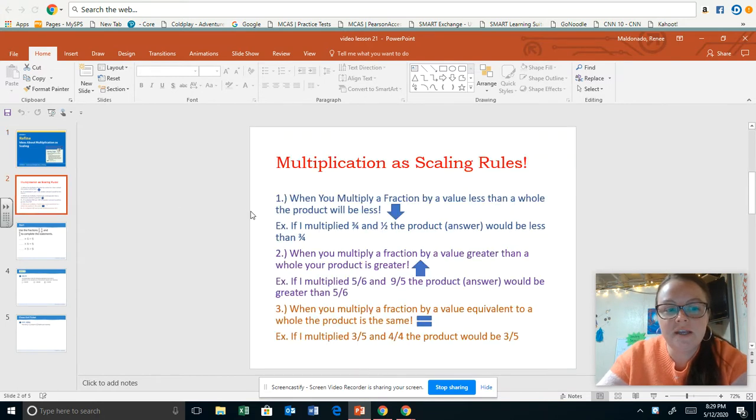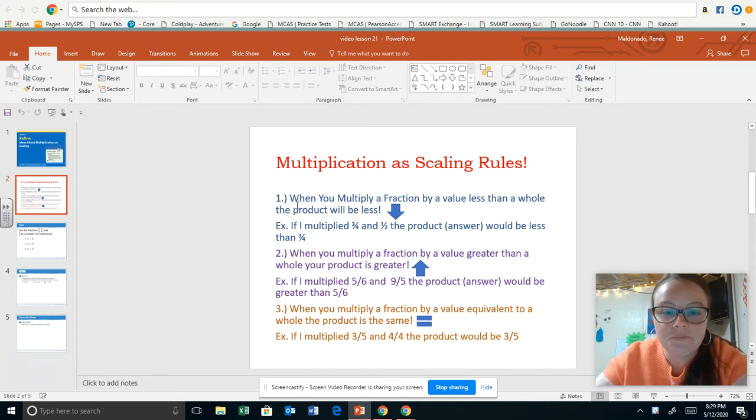So first, let's take a look at some of the multiplication scaling rules. All this means is if I'm multiplying by a fraction, my product, which means the answer, is either going to get greater, it's going to get less, or it's going to stay the same. This is a really good reference for you too if you're doing your work for this lesson on scrap paper. You can always go back to this video, pause it, and write down these rules if you need them in front of you to help you remember what we did in class. I had this on a very large anchor chart in the back of the room.